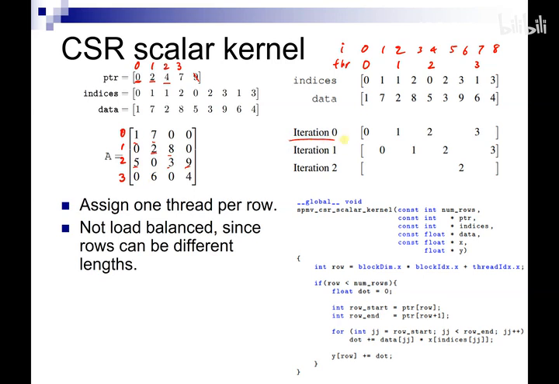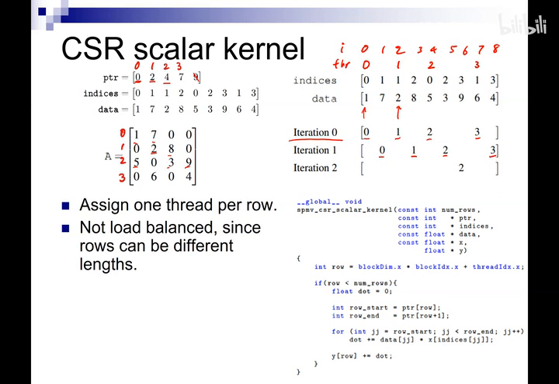Therefore, in the first iteration, the four threads are going to process the first non-zero in their respective rows. In the first iteration, thread 0 is going to process this element, thread 1 is going to process this element, and so on. In the next iteration, thread 0 is going to process the next element in its row, which is located over here. Thread 1 is going to be processing this one, and then that one, and then that one.